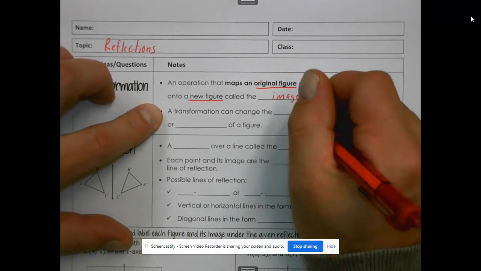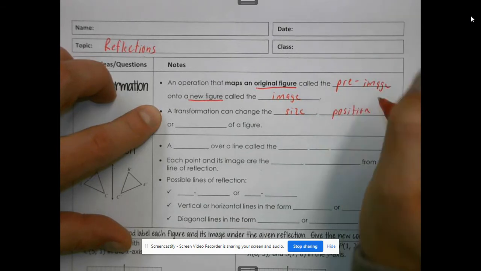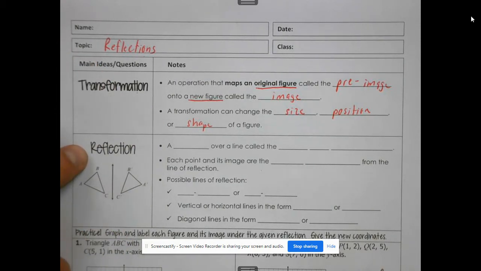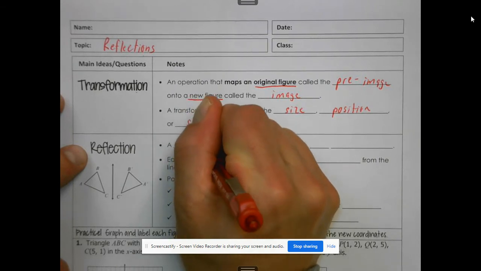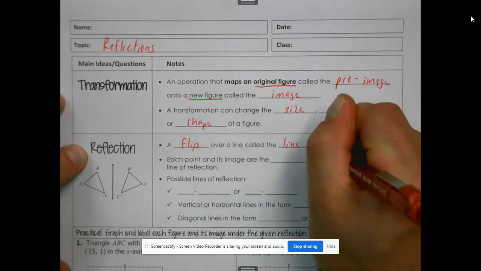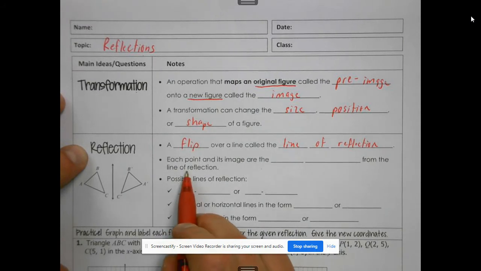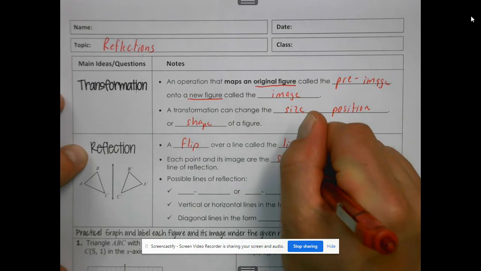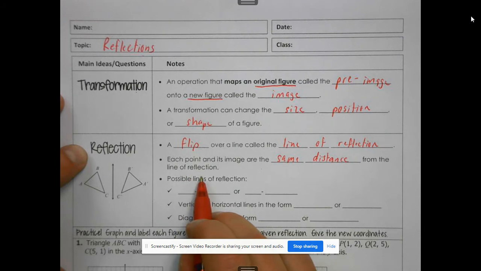A transformation can change the size, position, or shape of a figure. All right, I'm talking about reflections now. A reflection is a flip over a line called the line of reflection. Each point and its image are the same distance from the line of reflection.